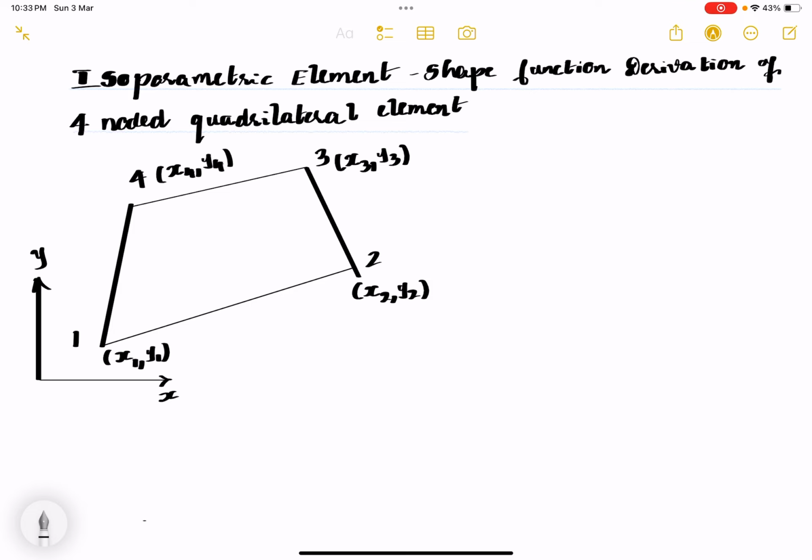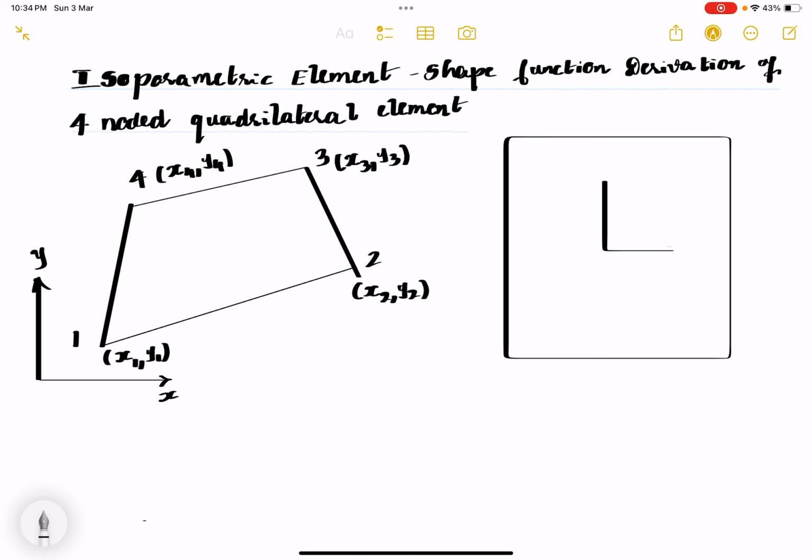Okay, now let me draw the master element. Sometimes it is also called the reference element. Very quickly, I'm going to draw a square to represent the master element. You can also call this a reference element. Let me add a set of coordinate axes. This will be the local coordinate axis. We call this epsilon. You can call this eta. Some textbooks use the notation R and S. You can call it epsilon and eta.